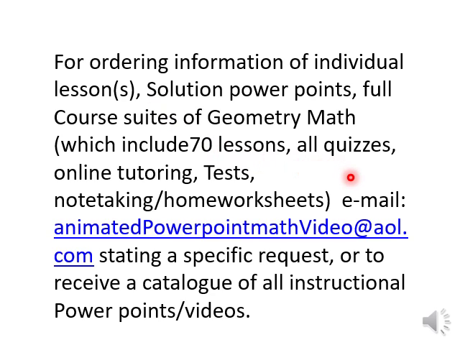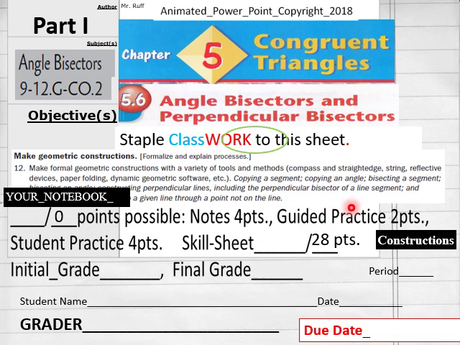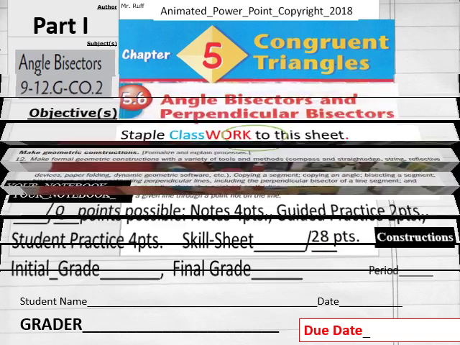Hello everybody, getting ready to do lesson 5.6 of geometry today, construction part of this lesson. Angle bisectors and perpendicular bisectors. And we have 0 points in notebook, 28 points of constructions to do in this lesson, part 1 of 5.6.